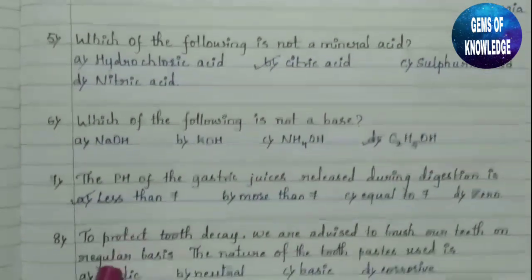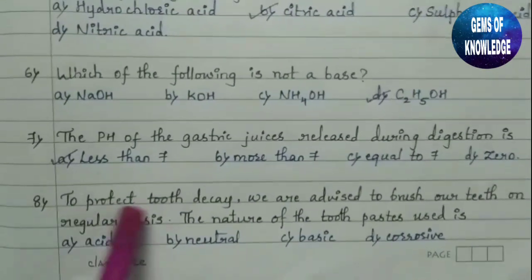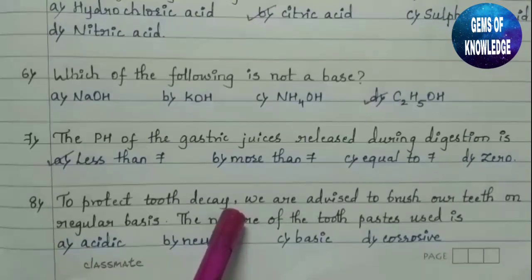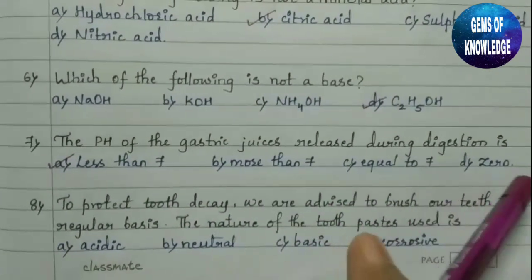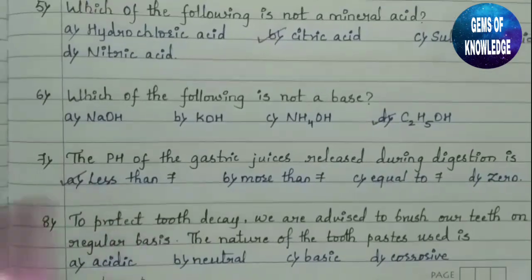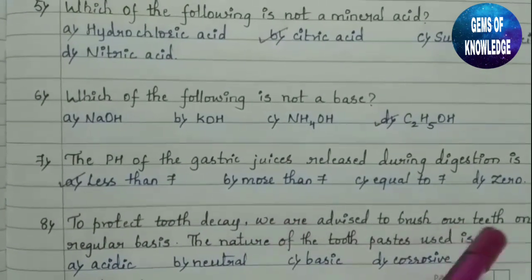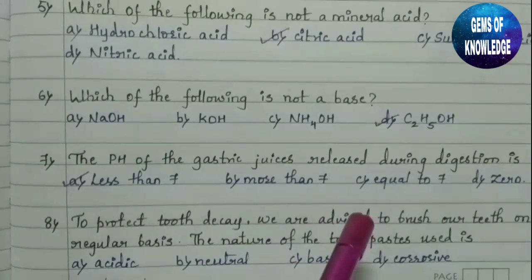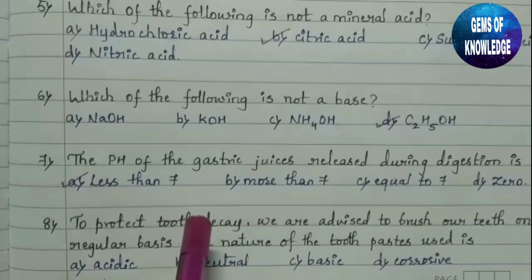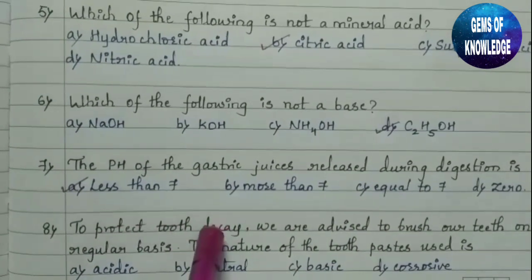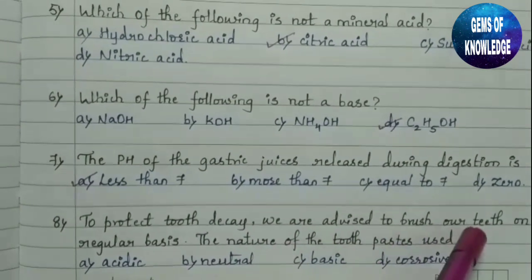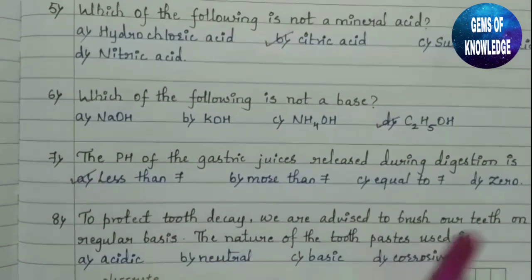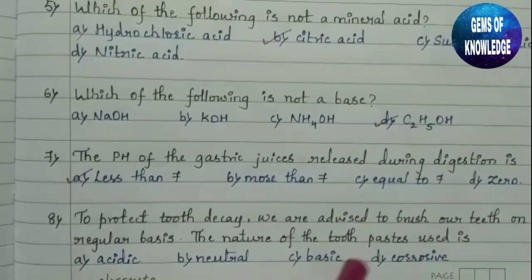Okay. Next, 8th one, to protect tooth decay. To protect tooth decay, we are advised to brush our teeth on a regular basis. Okay, so you know that everybody advises to brush our teeth on a regular basis, right? So why is that? It is just to protect our teeth from decaying. The nature of toothpaste used here is, so what is the nature of the toothpaste which can be used here?